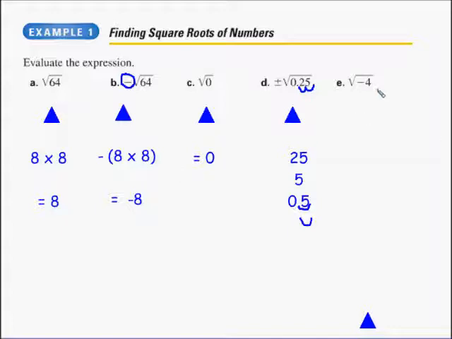And then our last one, we see that the negative sign is inside of the radical symbol. And so what times itself would give you negative 4? That would be undefined, because nothing times itself can equal a negative number. You can get to 0, or they're going to be positive, but you cannot have a negative.